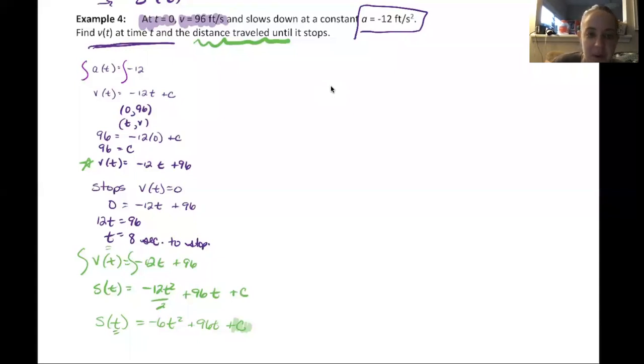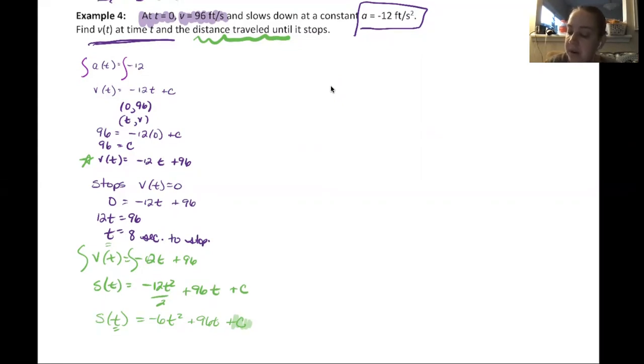Sorry, I wanted to shrink my work a little bit. It was starting to get really, really big. So my position is negative 6t squared plus 96t plus c. Here's that piece that's implied that's a little bit tougher to see that I was alluding to earlier. At time equals 0, it tells us the velocity is 96 feet per second, and it slows down at a constant negative 12 feet per second squared. Find the velocity and the distance traveled until it stops.